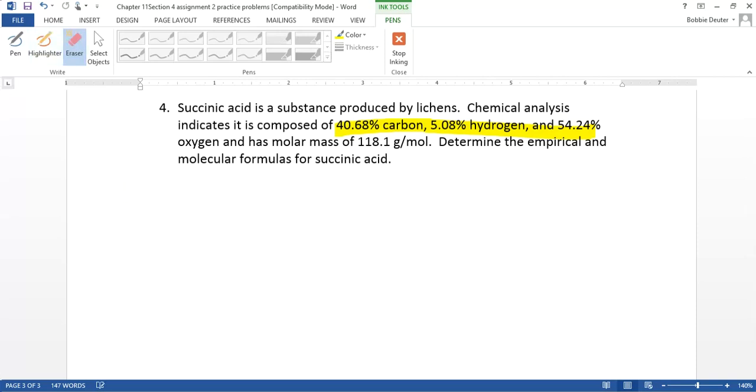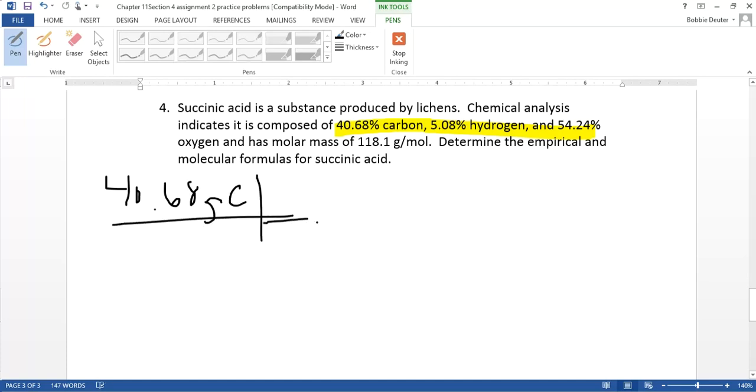So we get 40.68 grams of carbon. We're going to convert that into moles. Remember, step one is always convert to moles. So we get 1 mole C over 12 grams. That 12 comes from the periodic table. And then we get 3.39 moles of carbon.